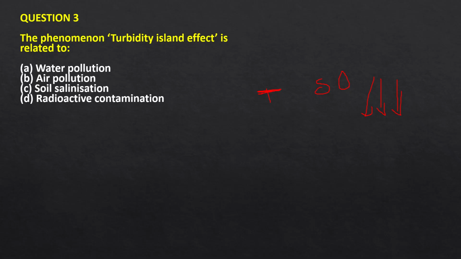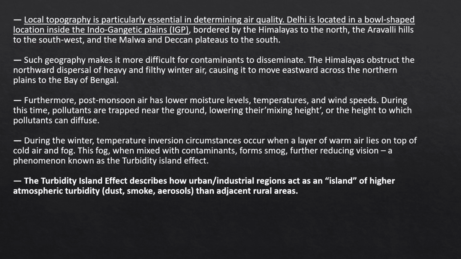So the same effect, this turbidity island effect, is related to air pollution. Option B is correct. And why is this called a turbidity current? Because in urban areas, the heavy pollutant-laden air comes down to the ground under the influence of gravity and makes the ground more polluted. So this is related to air pollution.